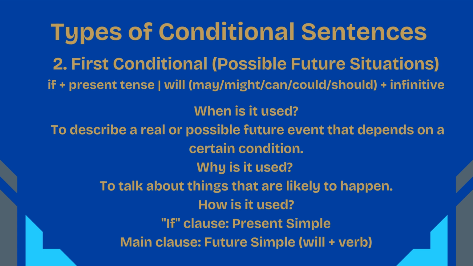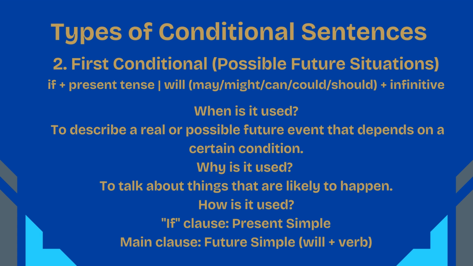First conditional. Possible future situations. If plus present tense plus will, may, might, can, could, should, plus infinitive. When is it used? To describe a real or possible future event that depends on a certain condition. Why is it used? To talk about things that are likely to happen.